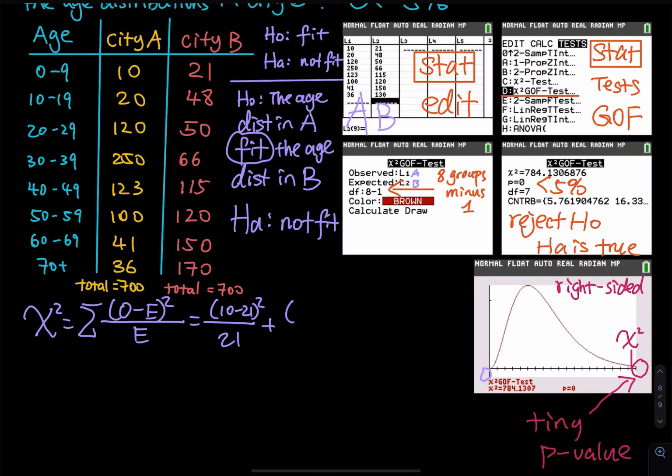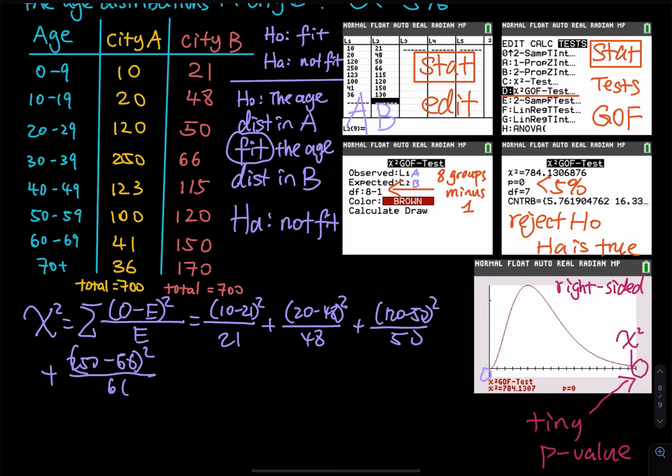And then you have 20 minus 48 squared divided by 48. And then you have 120 minus 50 squared divided by 50. And then you have 250 minus 66 squared divided by 66, and then you keep on going until you reach the last group, 36 minus 170 squared divided by 170, and then that is approximately equal to a number. Of course, we don't do this one by one.